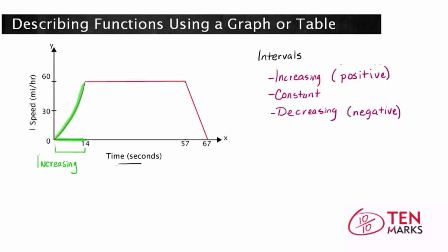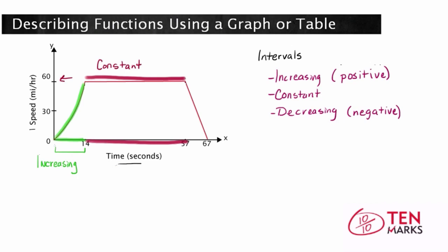Now let's take a look at another section of the graph, or another interval. This time we'll focus on values between x equals 14 and x equals 57 seconds. During this time, you notice up here that the graph is a horizontal line. It's not increasing nor decreasing. It's what we would call constant. The car has reached a certain speed, in this case 60 miles per hour, and it's unchanging.